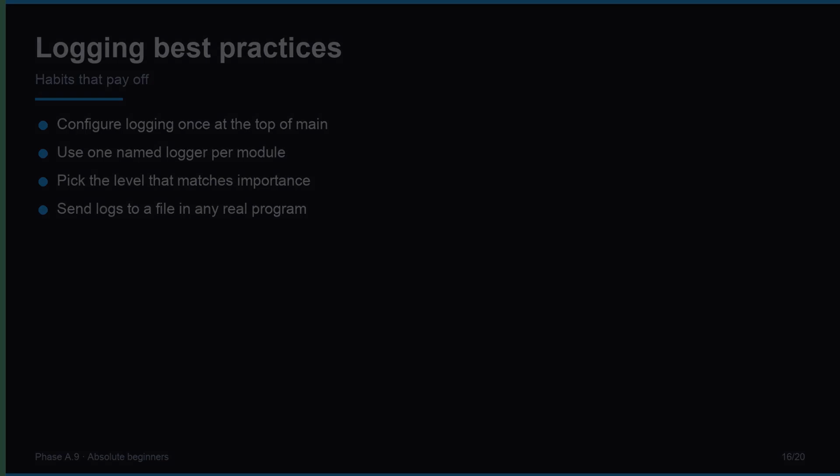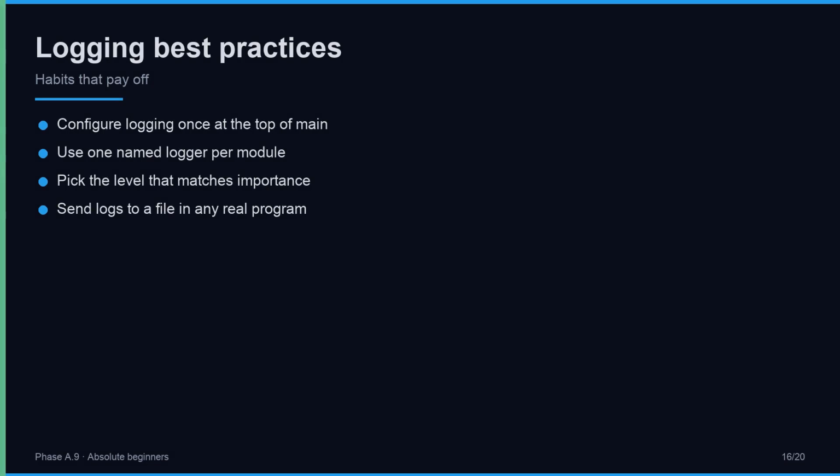Pick with intent. Some habits that pay off. Configure logging once at the top of main, before any other code runs. Use one named logger per module, logger equals logging.getLogger(__name__). Pick the level that matches the importance of the message, so a reader of the log can scan by level. In any real program, send logs to a file, not just the console, so you have history to inspect when something breaks. The console is for development, the file is for production.